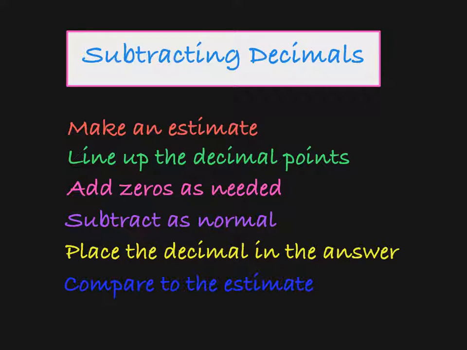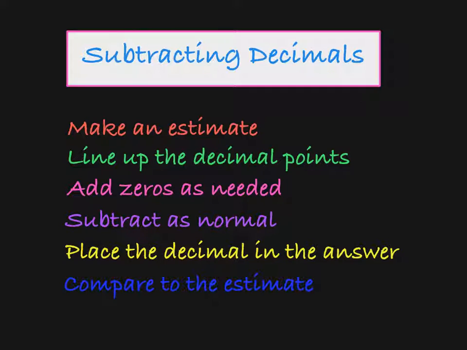Step 2 would be to line up the decimal points. To go with that, we need to add any zeros as needed. That way every number has a corresponding number above or below. Then we just subtract as normal. So the same subtraction rules without decimals still apply with decimals.